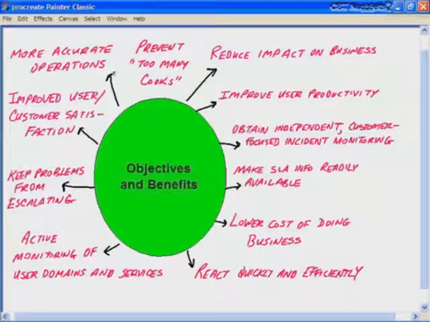We want to get more accurate operations. And one of the goals in handling an incident is to prevent the scenario of too many cooks in the kitchen. For example, training that first tier of customer support and service desk to handle as many basic fundamental incidents as possible without having to bring in other quote-unquote cooks from higher levels, higher tiers, or higher technical areas. They need to be focused on other more important infrastructure issues in IT.